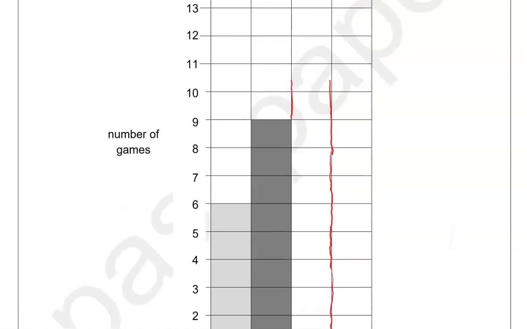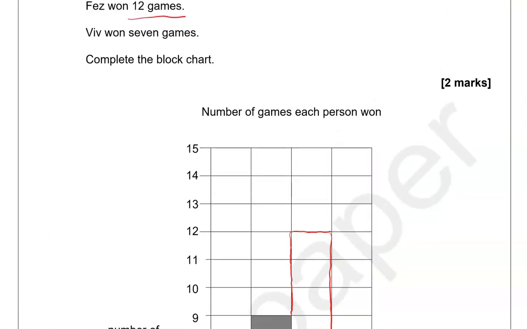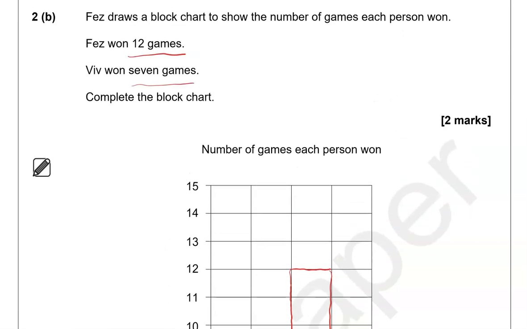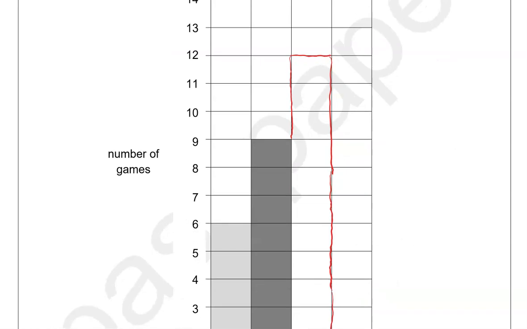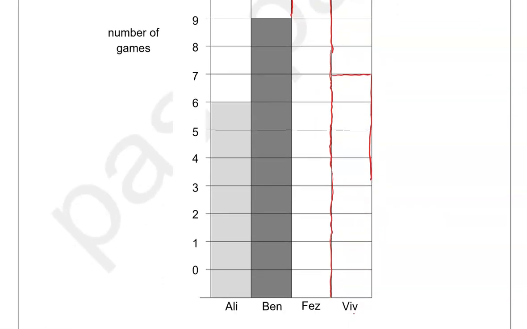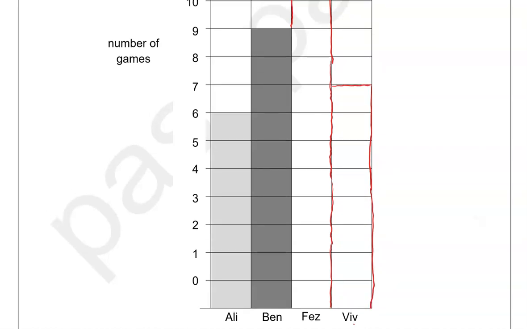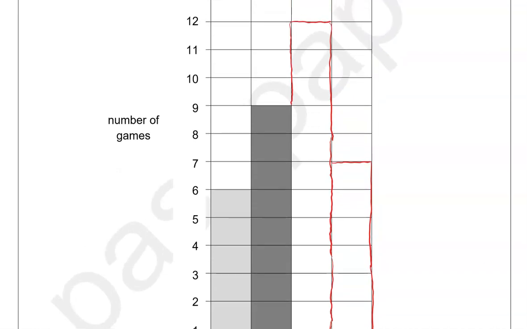Viv, how many games did Viv win? It was 7 games, so we're going to go up to 7. There we go, 7 is there. You could color these bars in as well if you like, or you could leave them as they are. Both will be fine.